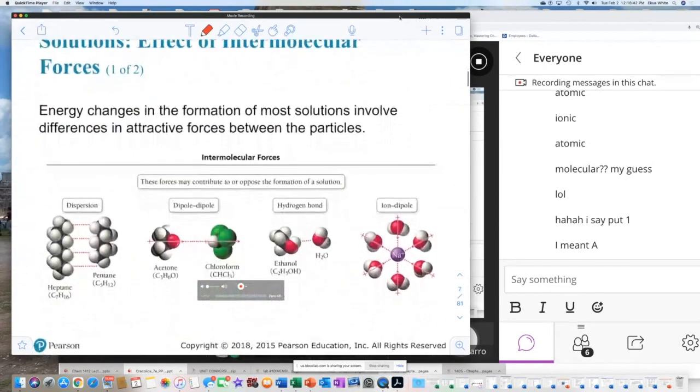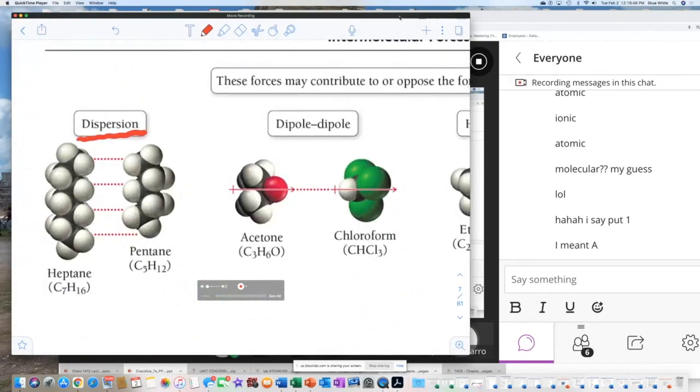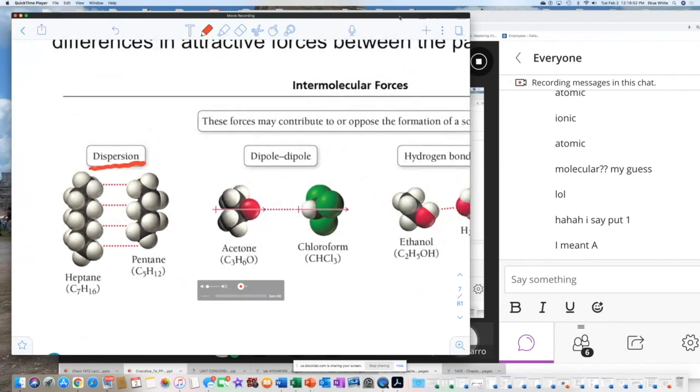So they give you a quick review of chapter 11. Remember dispersion forces, chapter 11, in forming a solution. You have one of these being the solute, the other one being the solvent. Example, heptane and pentane. Once again, remember organic compounds that have no heteroatoms.